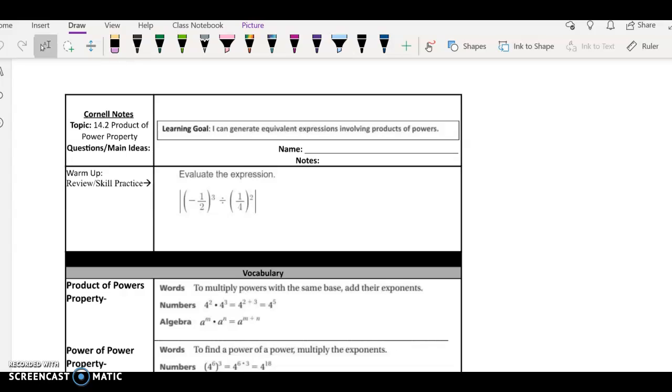Before we start, I want you to go ahead and start that warm-up and use what we learned in 14.1 to complete that. And then we will be checking the warm-up in class next time I see you. So go ahead and pause the video and do that warm-up. And then when you're ready, press play and we will start 14.2.